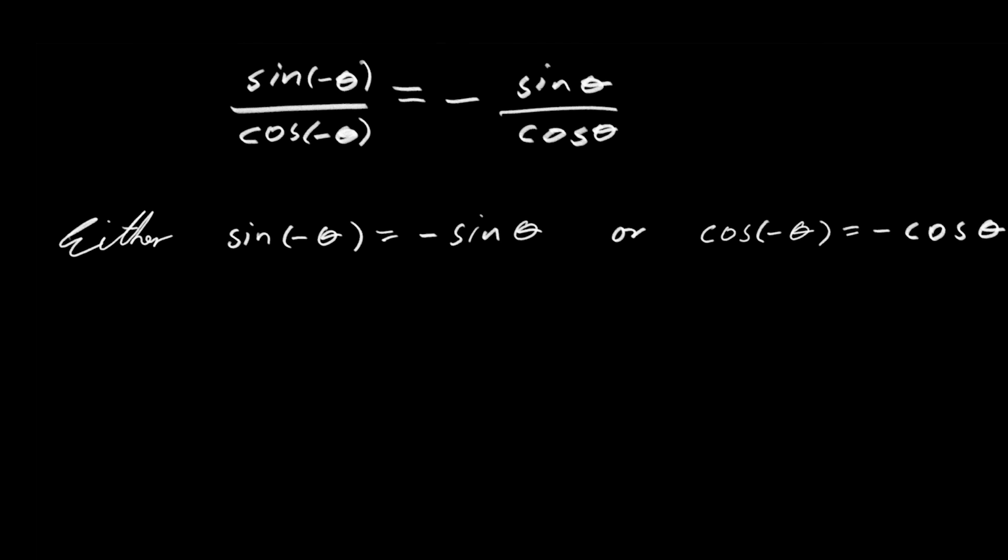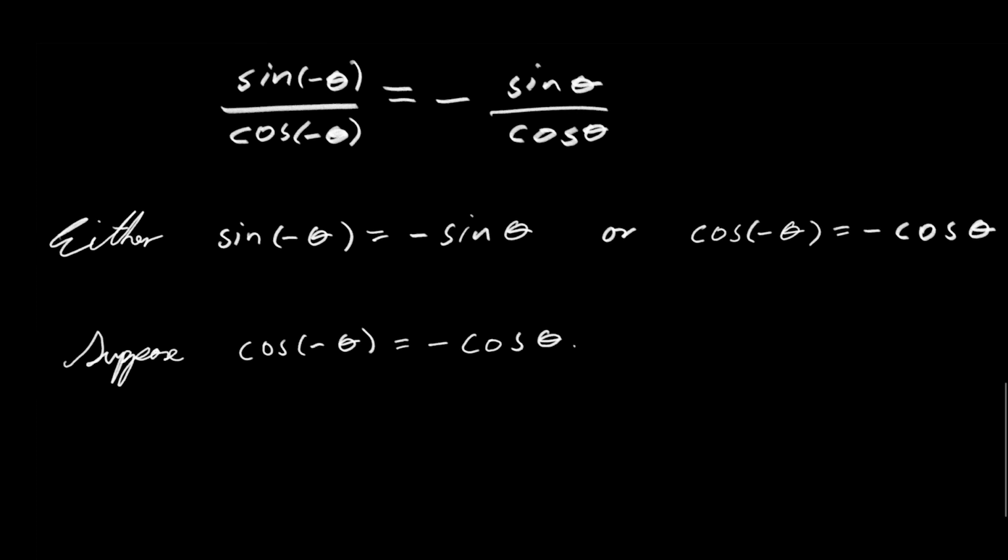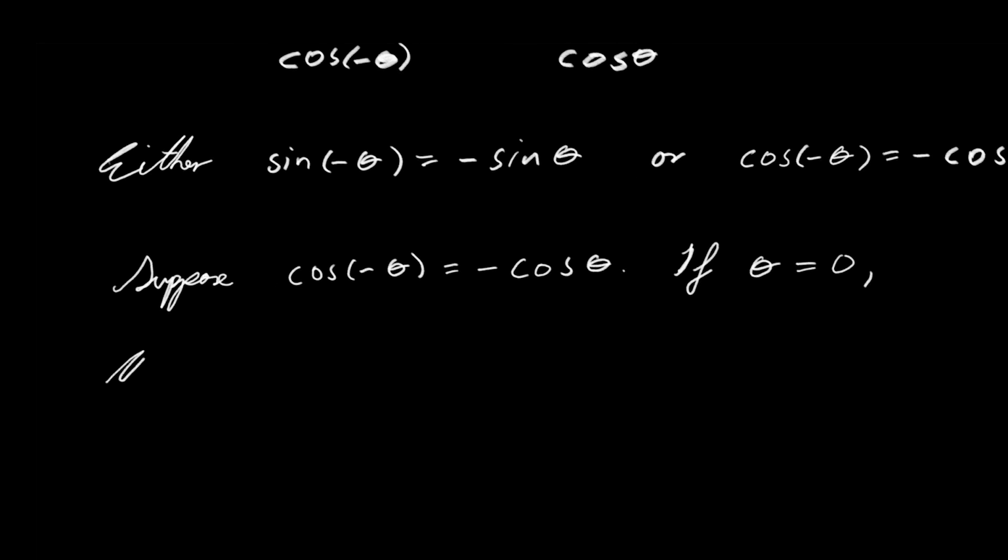All right, so suppose it's the second case. So suppose the cosine of negative theta equals negative cosine of theta. Then this must hold for any value of theta. So if theta equals 0, if this is true, it has to be true for theta equals 0. So if theta equals 0, then the cosine of negative theta, well, -0, because we're taking theta to be 0, equals negative cosine of 0.